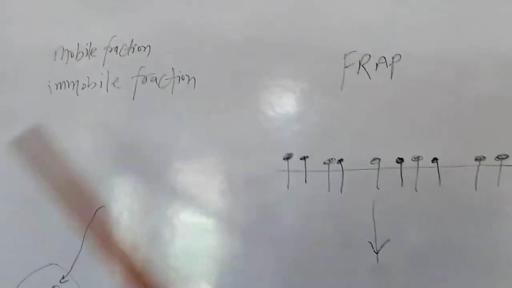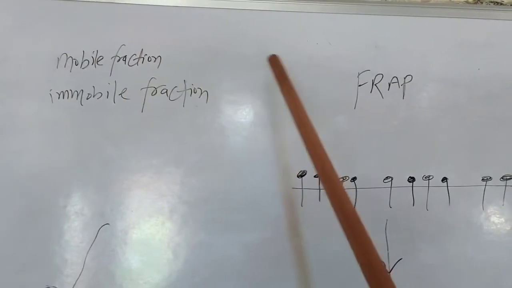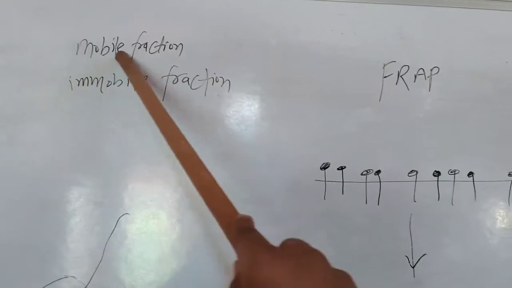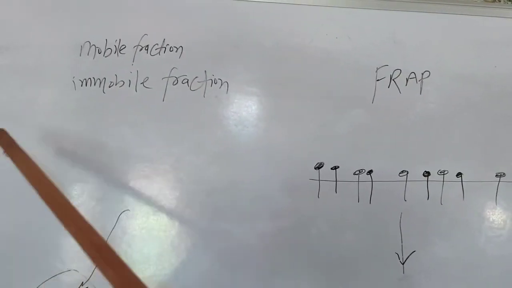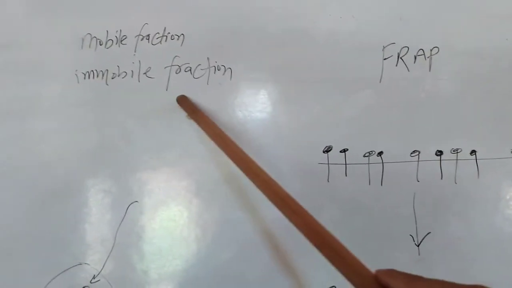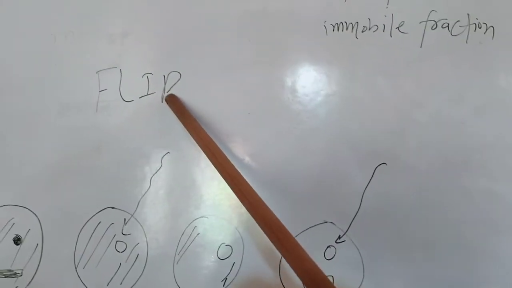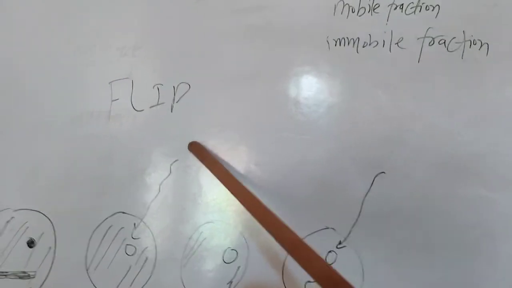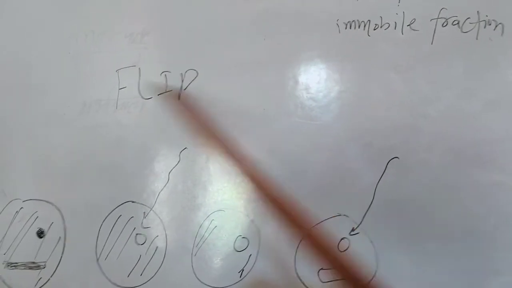Okay, the molecules that take part in this whole process, we can call the mobile fraction, and if some molecules can't participate in this process, we can call them the immobile fraction. If you come to the next process, we can call it the FLIP process. It means fluorescence loss in photobleaching.